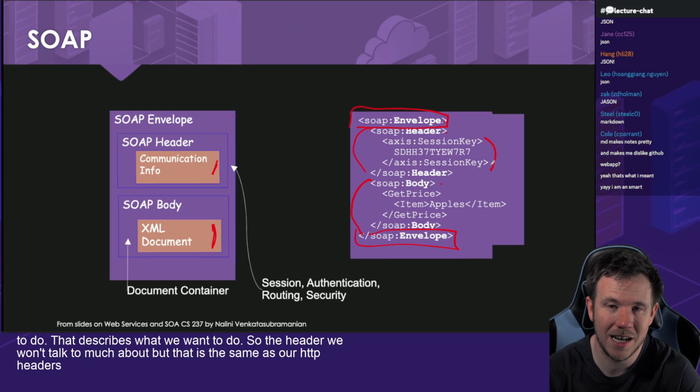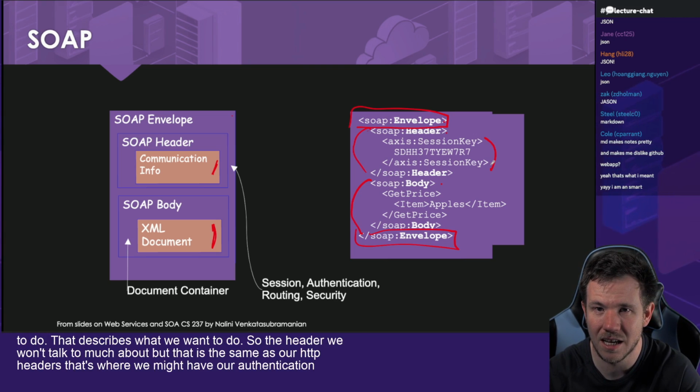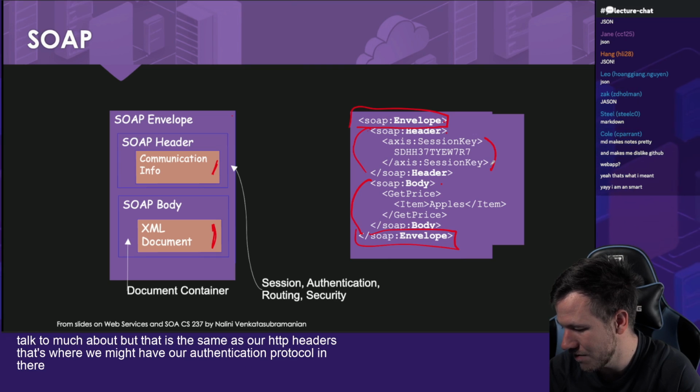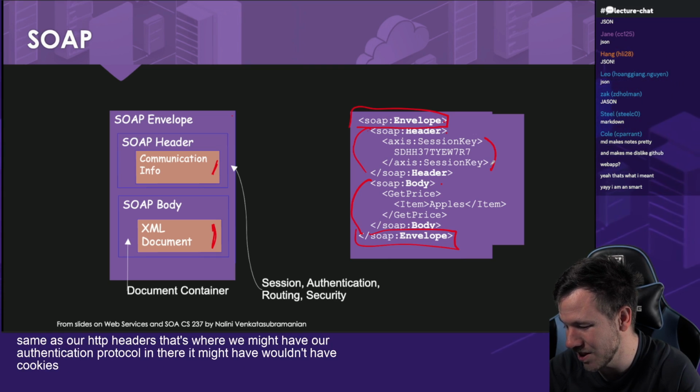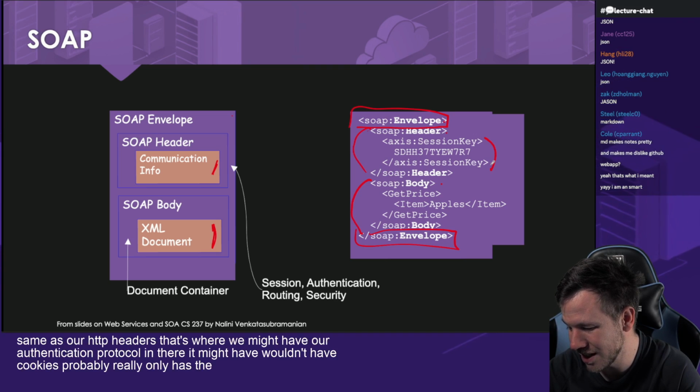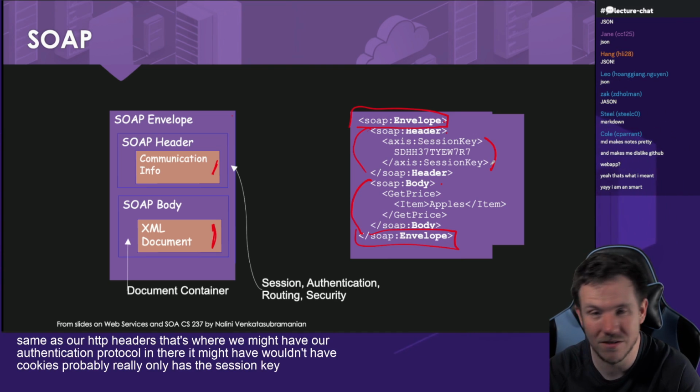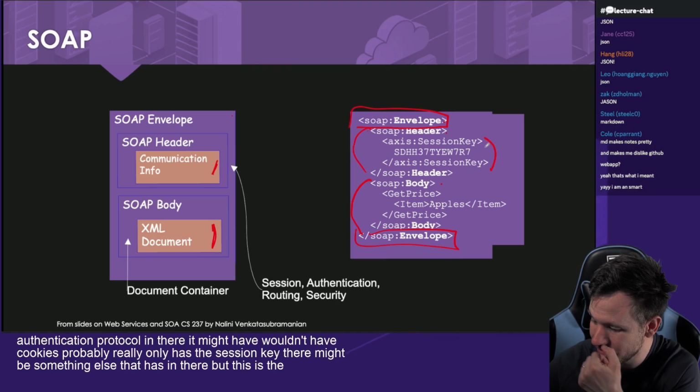The header we won't talk too much about, but that is the same as our HTTP headers. That's where we might have our authentication protocol in there. It might have, no, it wouldn't have cookies. It probably really only has the session key. There might be something else that it has in there, but this is the best example I've got.